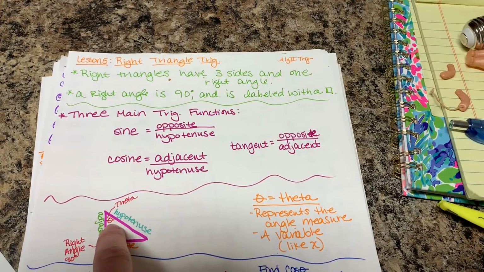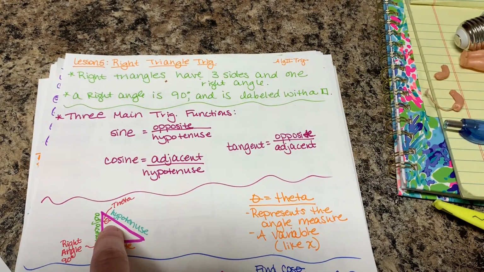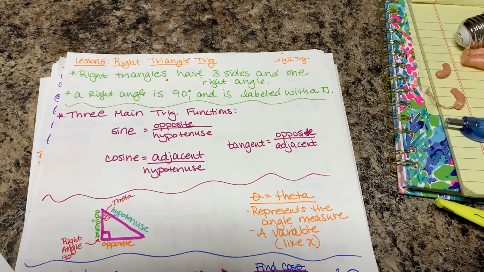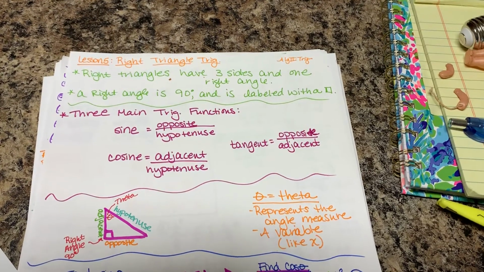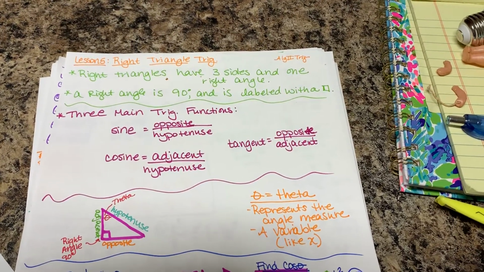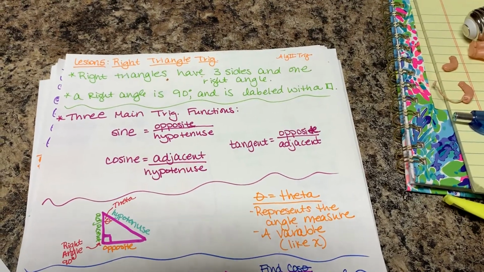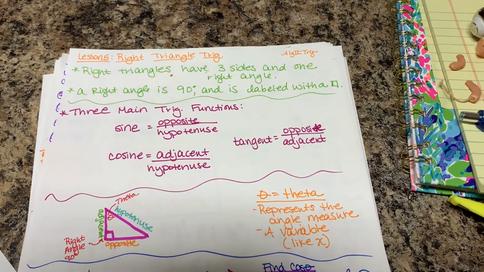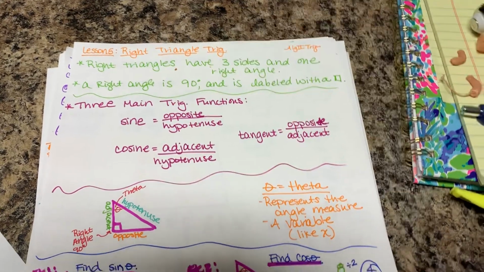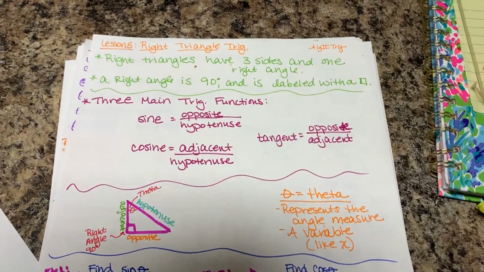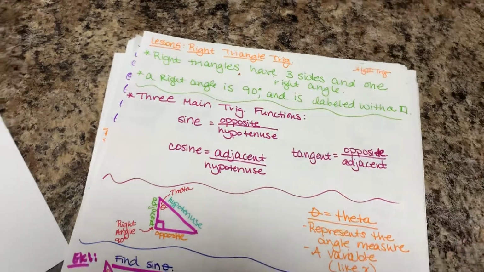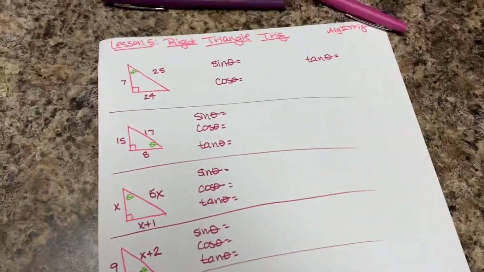For our angle, we're going to use theta. Theta is a variable. It's a Greek letter. It's just like x. It represents a measure of an angle that we don't know. So you get into a lot of Greek letters when we get into trig. All right, so let me just show y'all some examples.